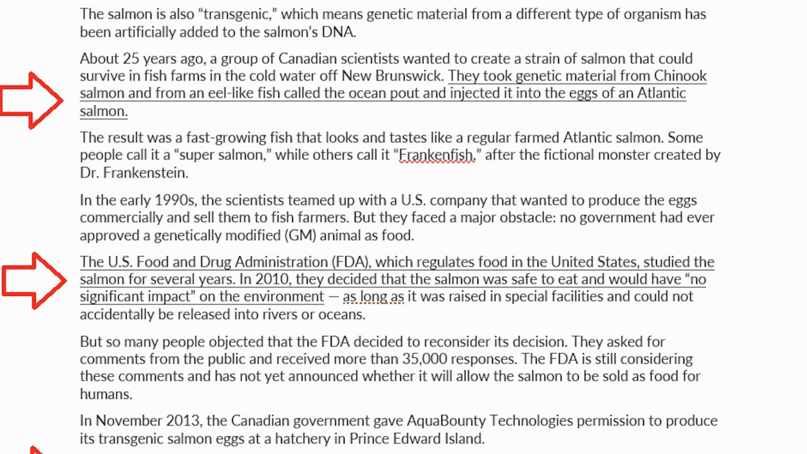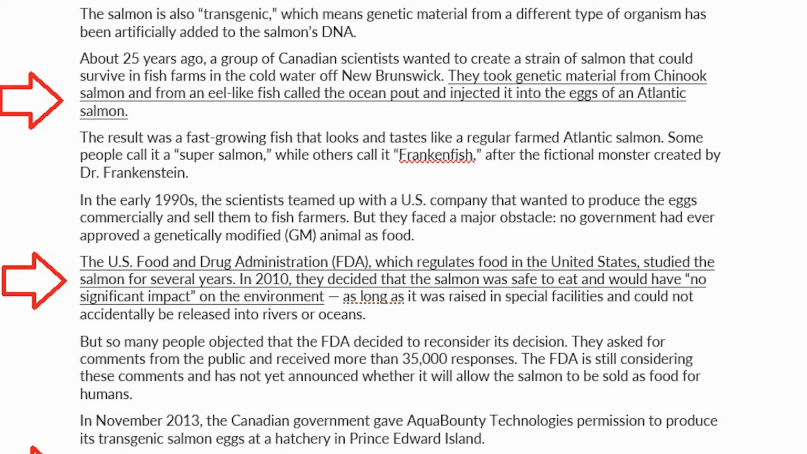The U.S. Food and Drug Administration, or FDA, which regulates food in the United States, studied the salmon for several years. In 2010, they decided that the salmon was safe to eat and would have no significant impact on the environment. I'm going to stop right there because that sounds like evidence. Absolutely huge. They studied it, they said that it looks good, the Food and Drug Administration was involved, and they okayed it. So let's go ahead and underline those two sentences right there. As long as it was raised in special facilities and could not accidentally be released into rivers or oceans.